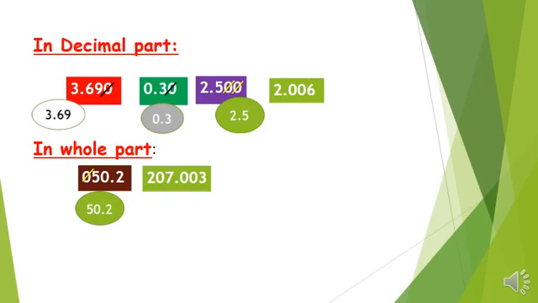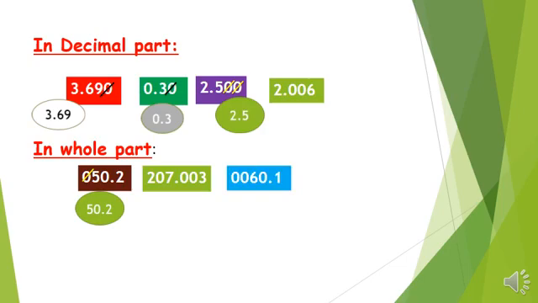207.003. If we look at the whole part, it starts with 2. It has no 0, so we cannot cross out any 0 in the whole part. And if we look at the decimal part, it does not end with a 0. It ends with the number 3, so we can't cross out any zeros.